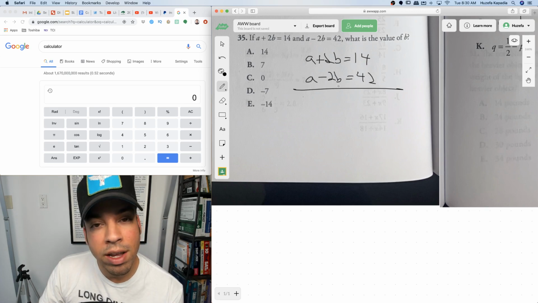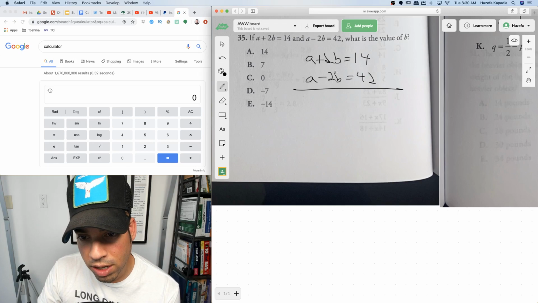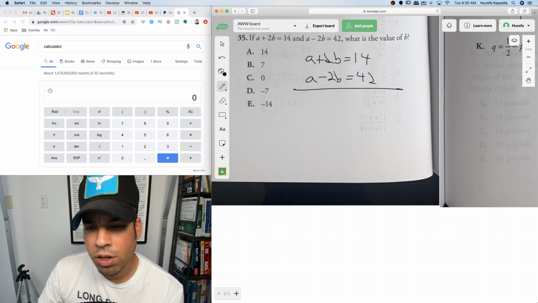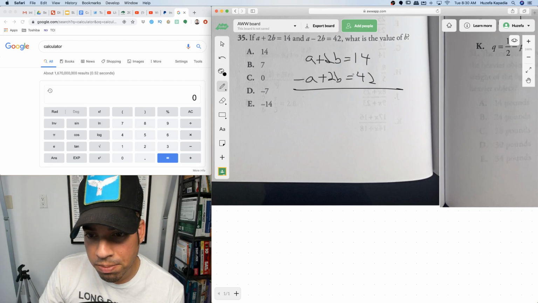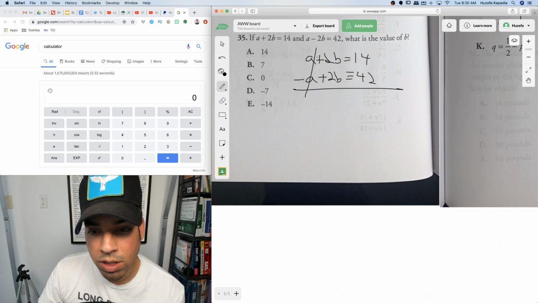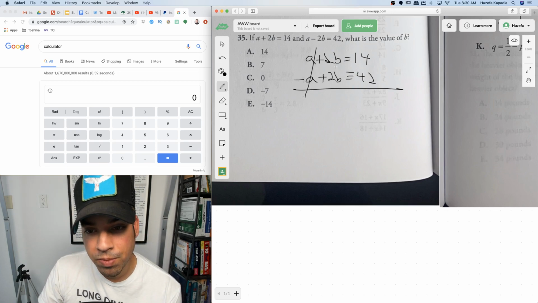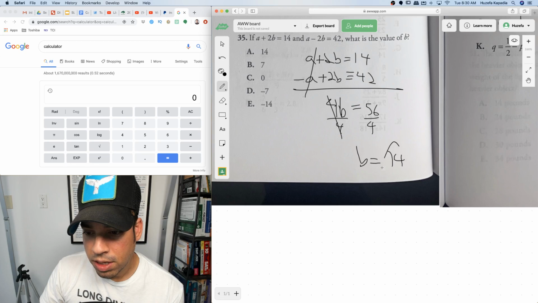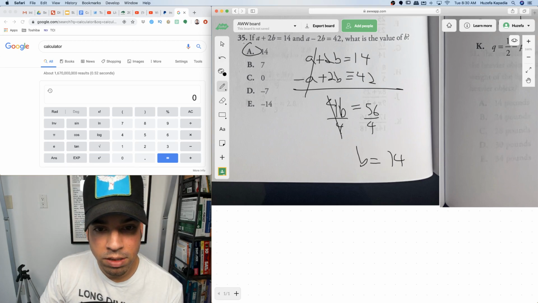Now, my low-hanging fruit is I'm just going to add these two together. Actually, no, let's make it easy. We're trying to find b, so I'm going to multiply the bottom one by -1. Why am I doing that? Because I'm flipping the signs of the a's, because when I combine them, I want the a's to eliminate. a plus -a does eliminate. 2b plus 2b equals 4b, and then equals 14 plus 42, which is 56. Then we divide both sides by 4, and we get b equals 14, positive.